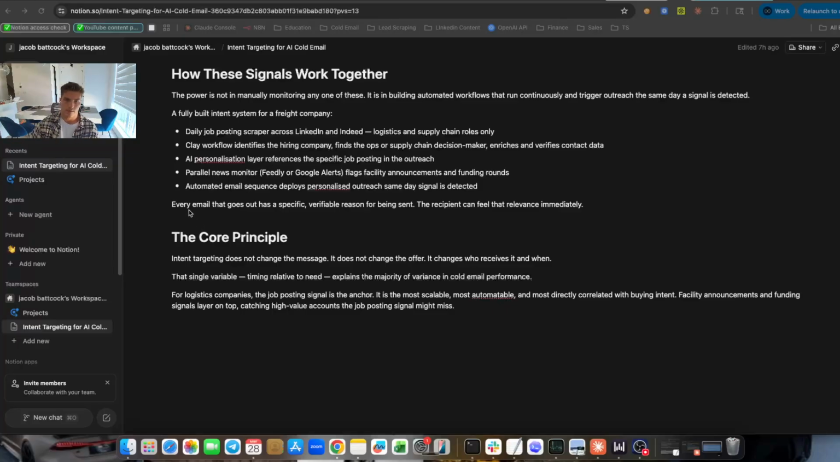So what's going to end up happening is every email that goes out is going to have a specific and verifiable reason for having been sent. The recipient is going to feel the relevance to them immediately upon receiving it. Ultimately, the core principle here: intent targeting doesn't change the offer, it doesn't change the message. All it changes is who receives the email and at what time. The single variable is the timing of when they're going to get reached out to relative to the need that they're actually experiencing themselves.